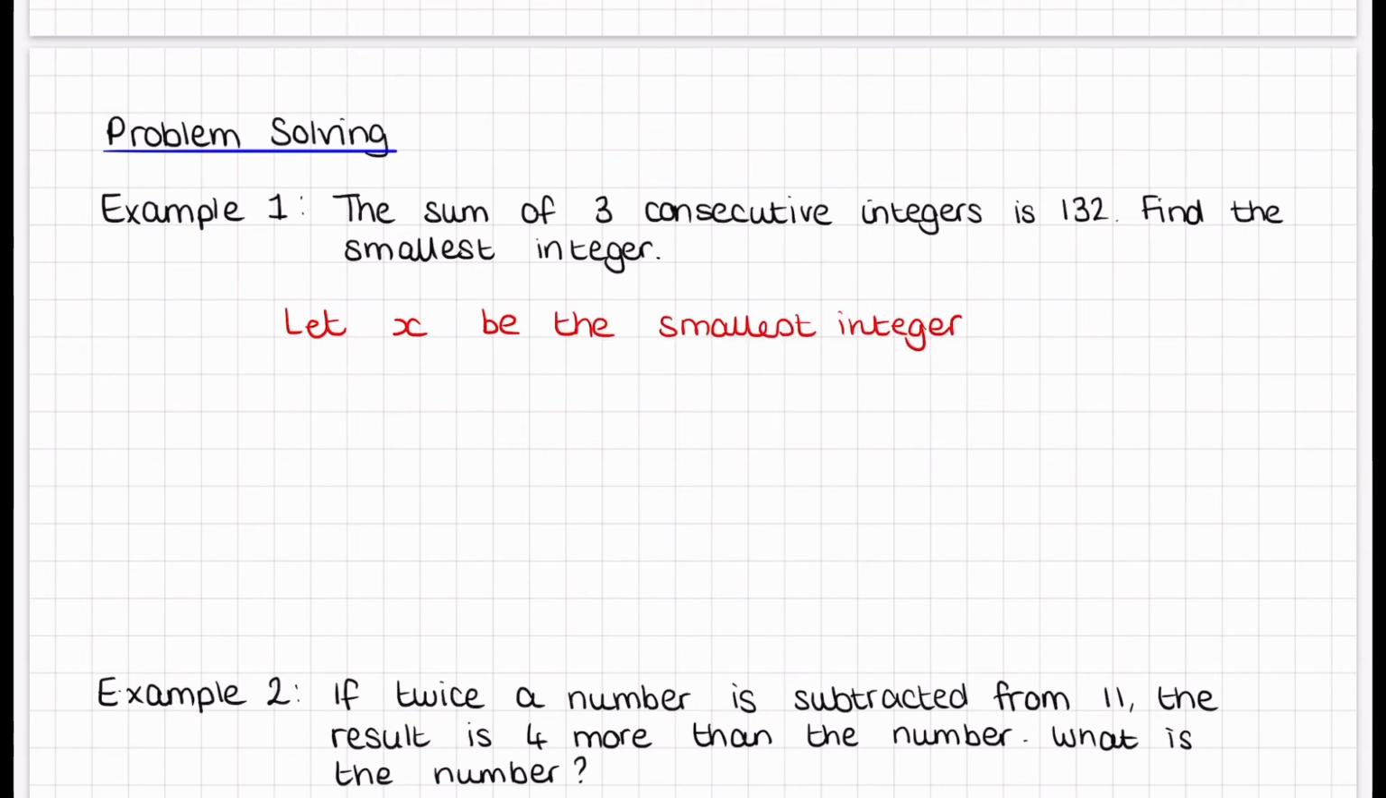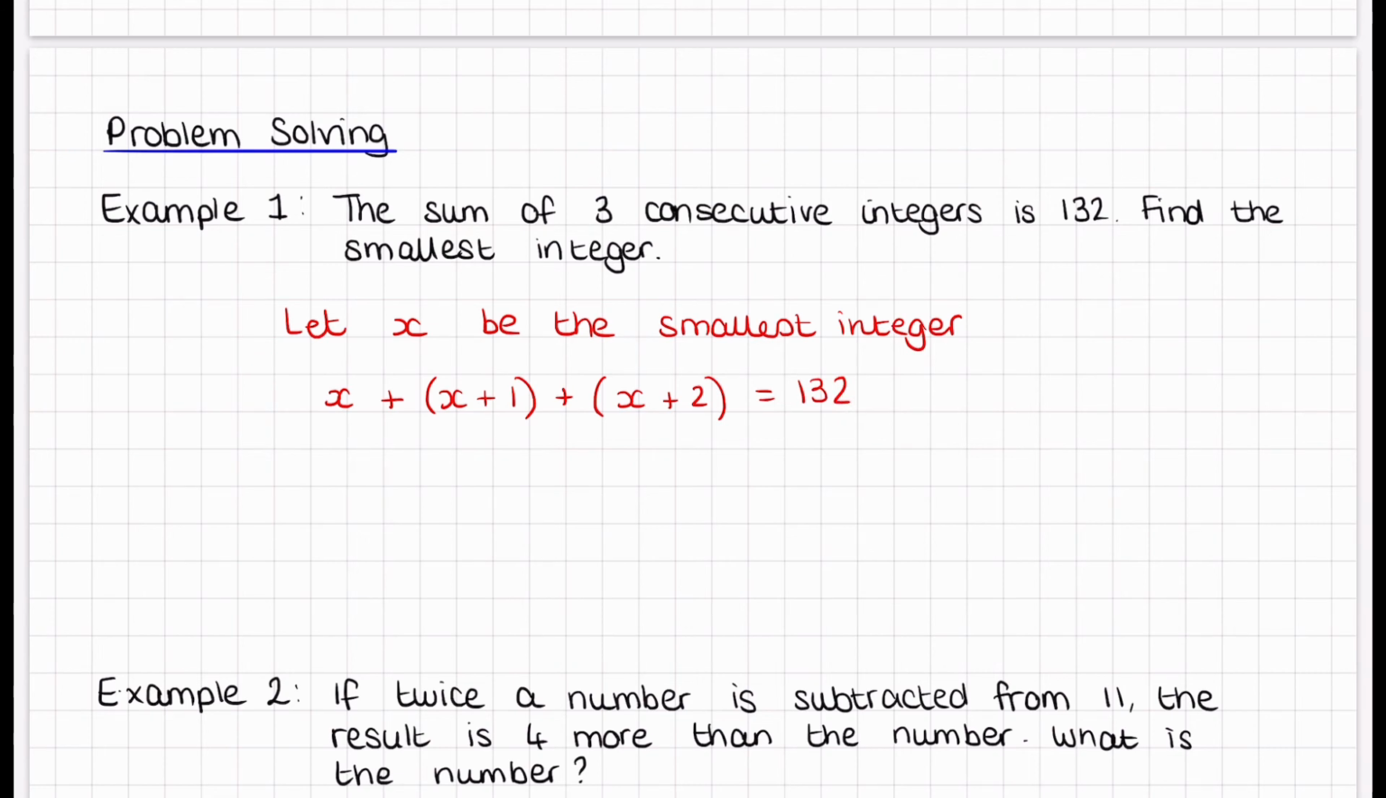So the sum of 3 integers, that means they're adding. So we've got the smallest integer. Now the next integer is going to be the smallest integer plus 1. And the next integer that we add will be the smallest number plus 2. And we know that equals 132. Now from here we can just simplify and solve.